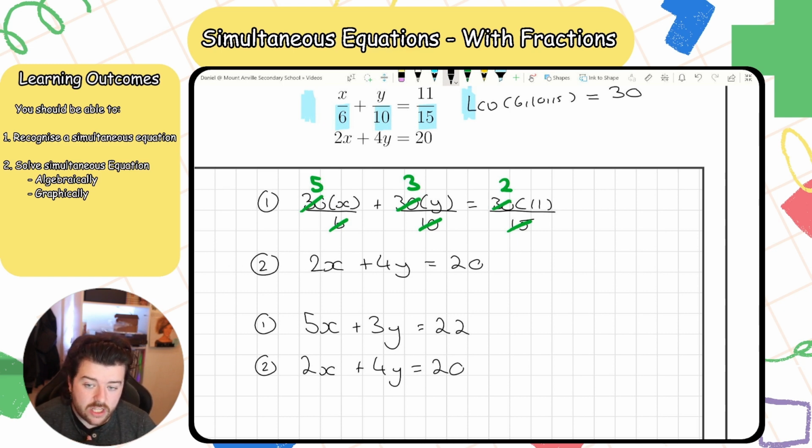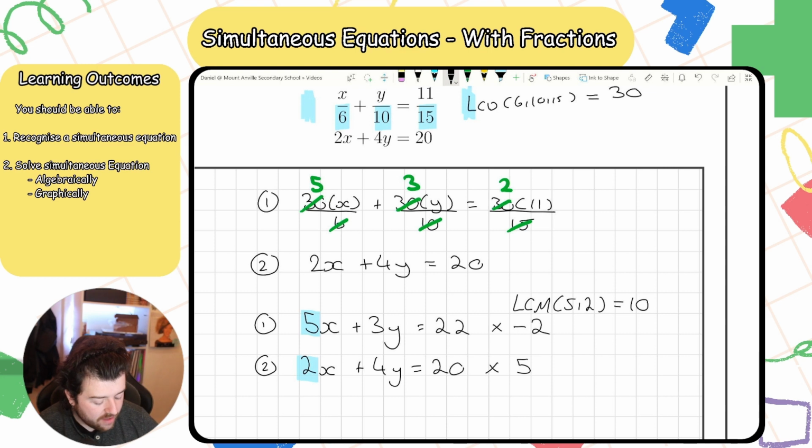So I need to decide, do I want to cancel out x's or y's? Just investigating here, none of them really are suggesting anything different. So I think I'm just going to cancel out the x's. I have a 5 and a 2, so I need to make sure they're the same number but different signs. The lowest common multiple of 5 and 2 is 10. I'm going to multiply the top by minus 2 so I can get in the negative sign, and I'm going to multiply my bottom one by 5.